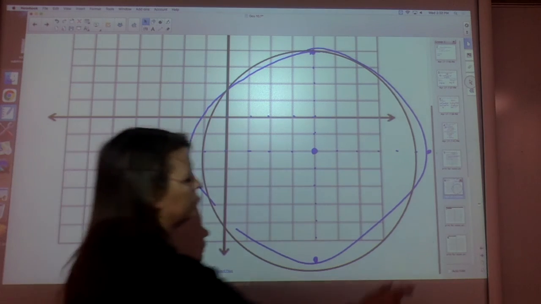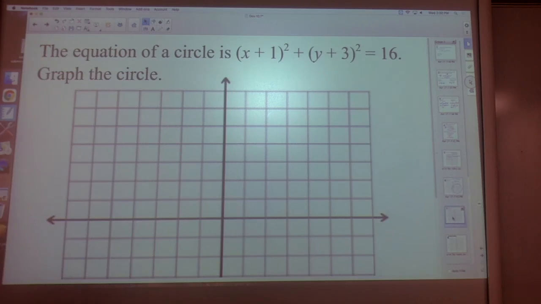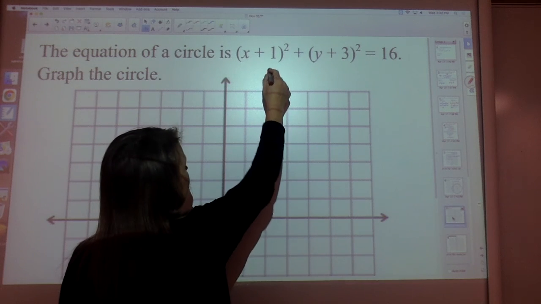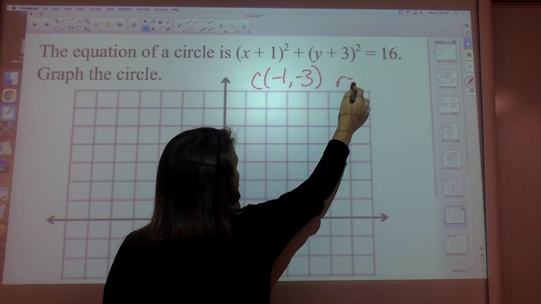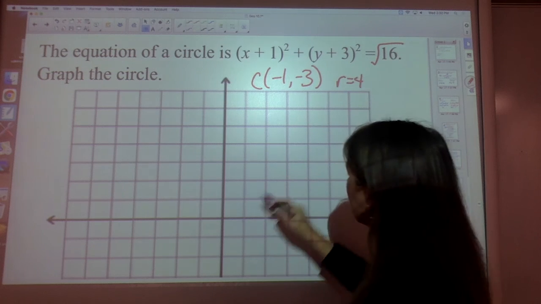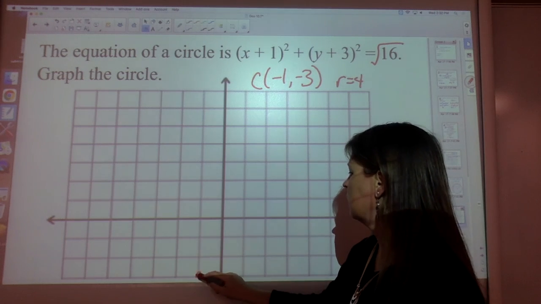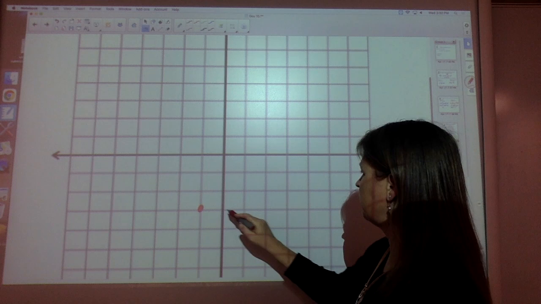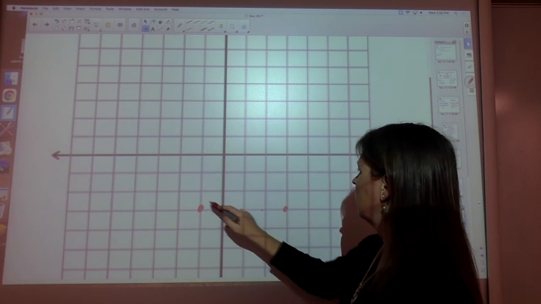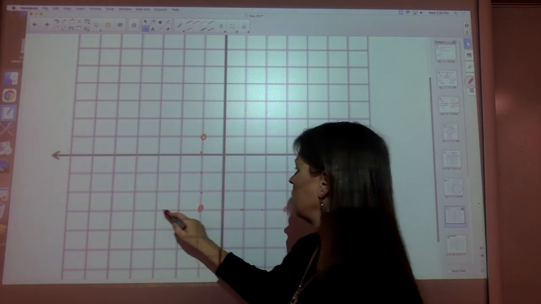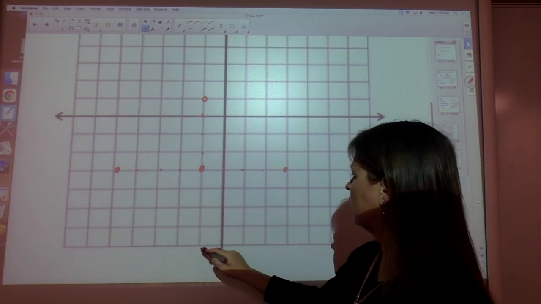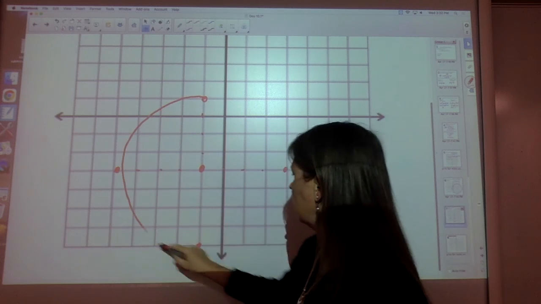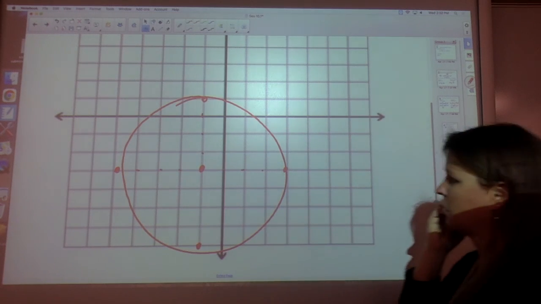Let's try the next one. This one is x plus 1 squared, y plus 3 squared. If you're getting good at this, you know your center is at -1, -3, and your radius is 4. Left 1, down 3. Radius of 4, 1, 2, 3, 4, in each direction. And a circle-ish.